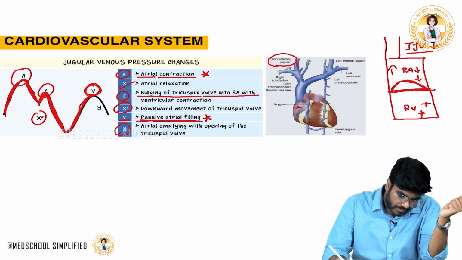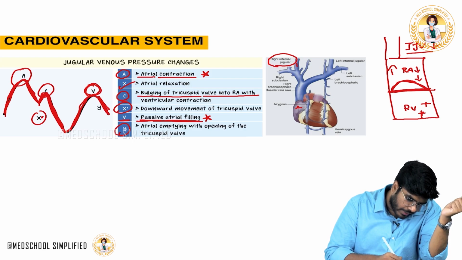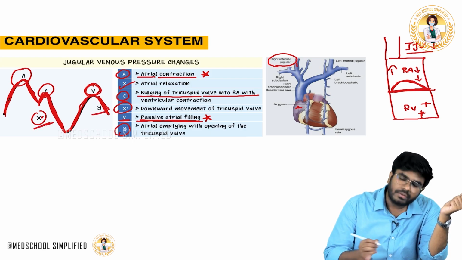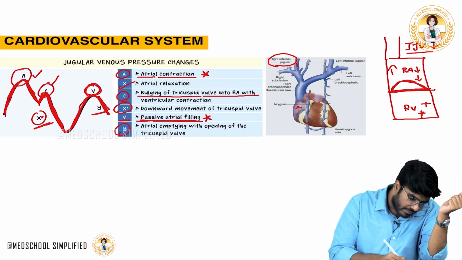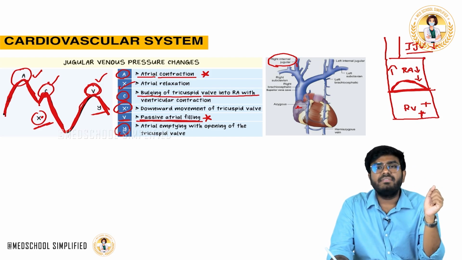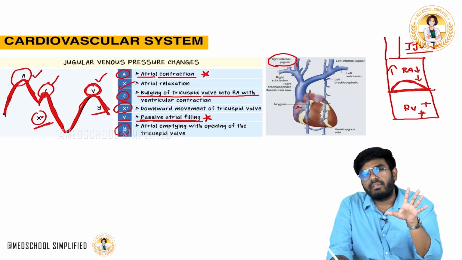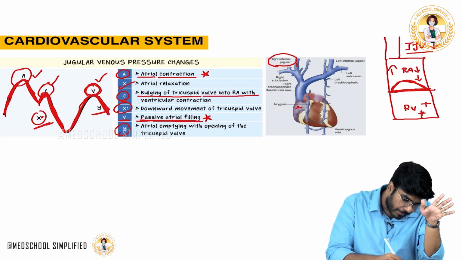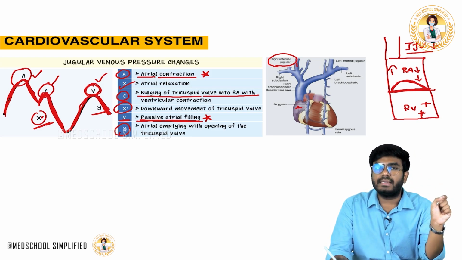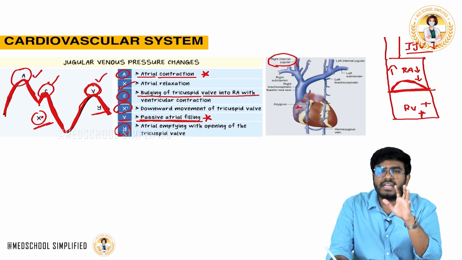Now the Y wave, see, it's a negative wave. X wave and Y wave are the negative waves. A wave, C wave and V wave, ACV, are the positive waves. Remember Y for emptying, atrial emptying, not atrial contraction, atrial emptying.